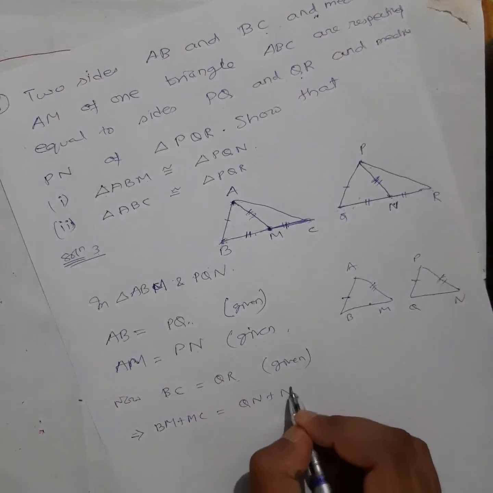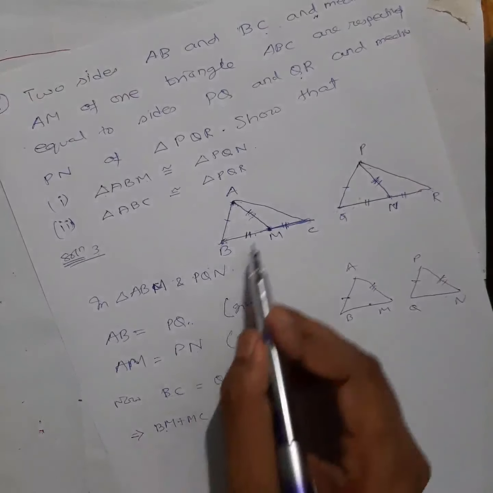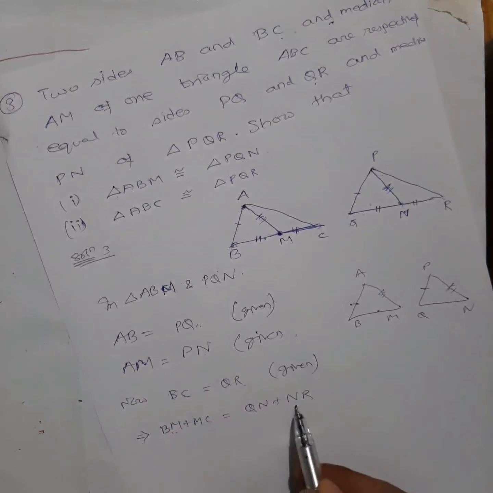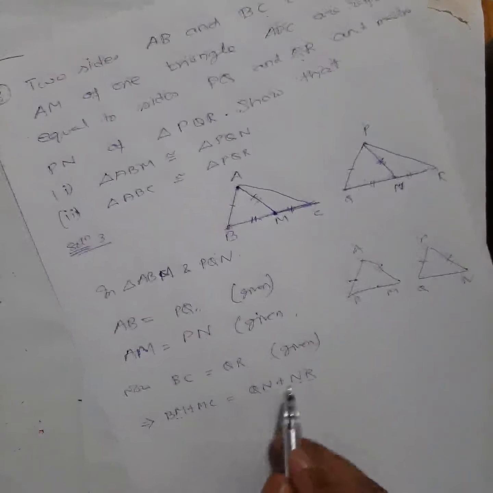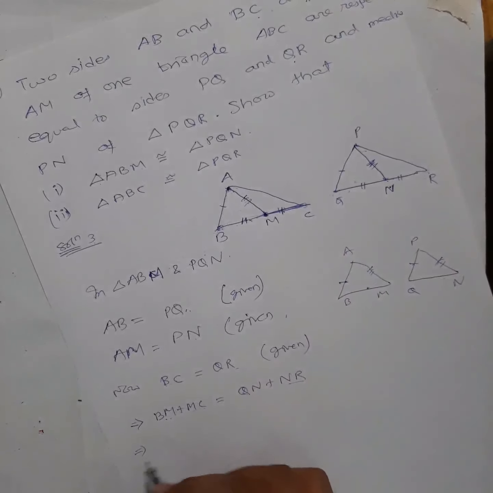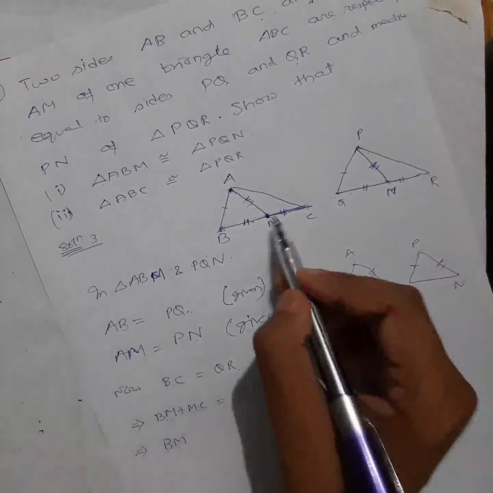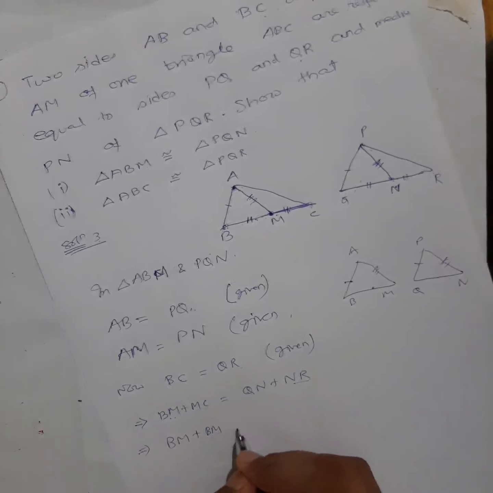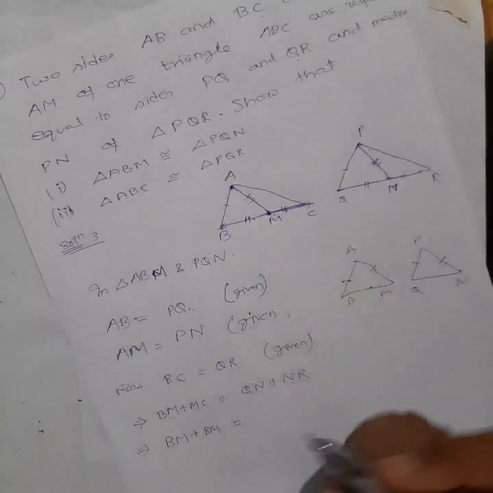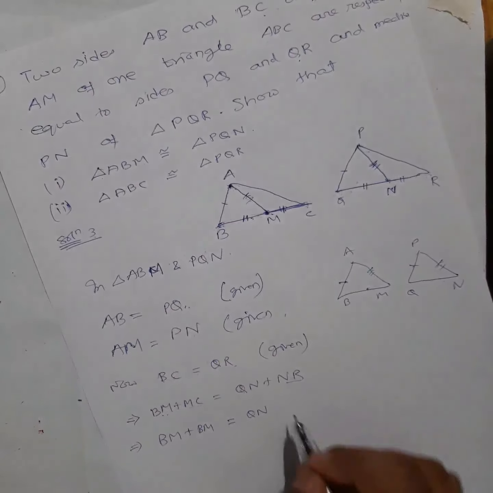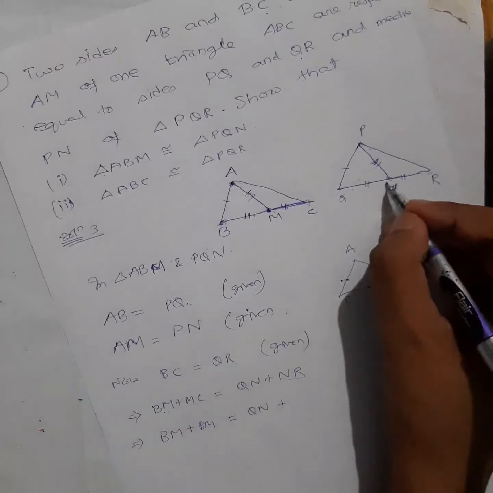Why am I writing like that? Because I have to show BM equals QN, right? For that I will try to remove this now. I don't need this too. So in place of MC, what can you write? Simply can I write BM, MC is the same as BM, right? So in place of MC can I write again BM, because this is the midpoint. QN I need and this I don't need. So in place of NR again can I write QN?